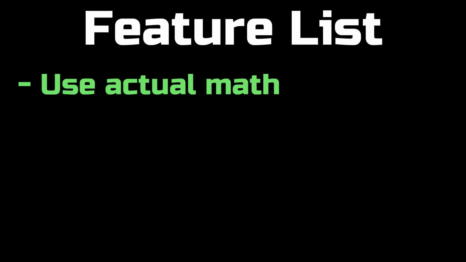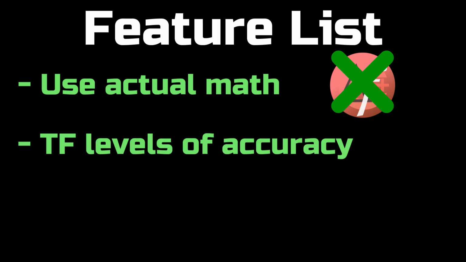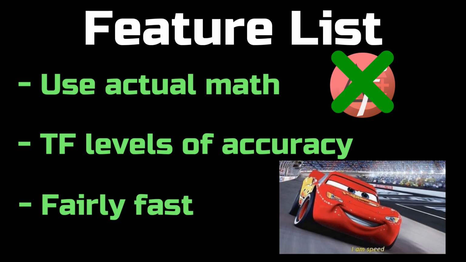So, I want this project to do a few things. I want it to use proper backpropagation calculus instead of autodiff, which TensorFlow and PyTorch, for instance, use. I want it to get comparable accuracy to TensorFlow on the MNIST dataset, which is the hello world of AI. And I want it to run at a fairly reasonable speed. So, with that out of the way, let's get started.